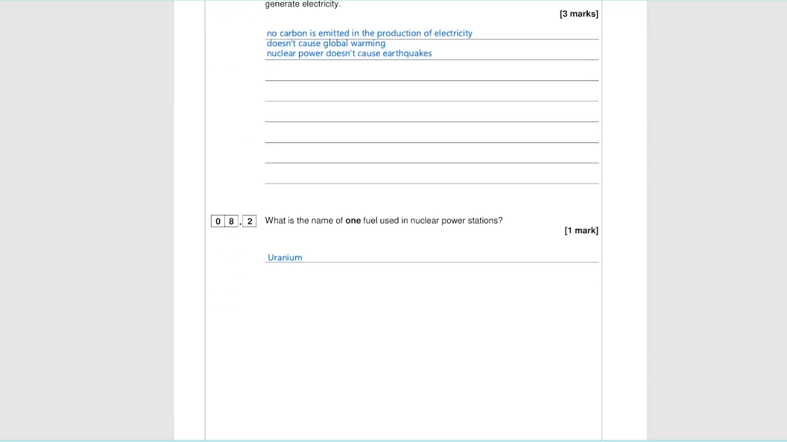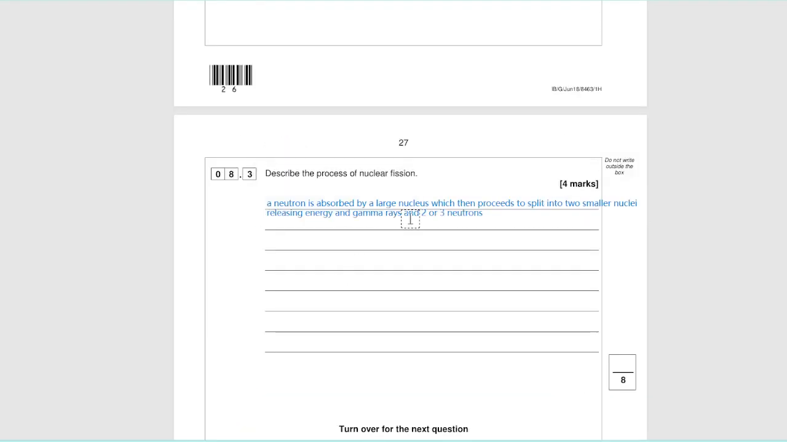And what is the name of one fuel used in nuclear power stations? Uranium. You could also accept plutonium. Okay, now moving on to 8.3, which is to describe the process of nuclear fission. A neutron is absorbed by a large nucleus, which then proceeds to split into two smaller nuclei, which releases energy and gamma rays and 2 or 3 neutrons.